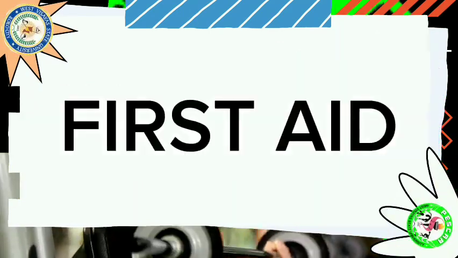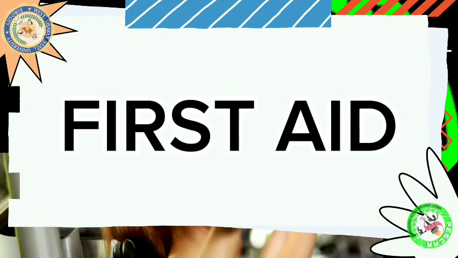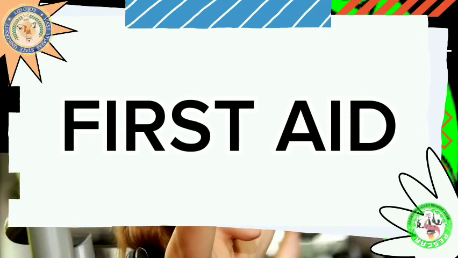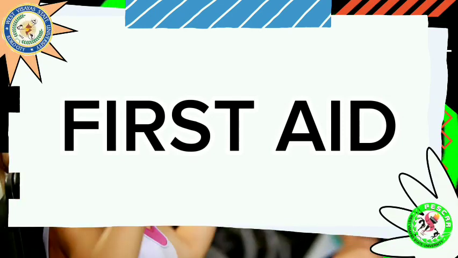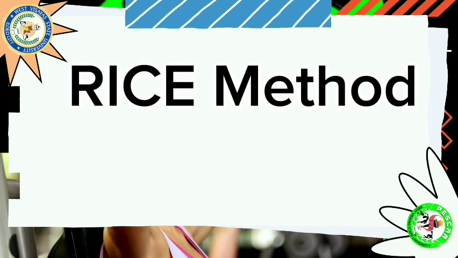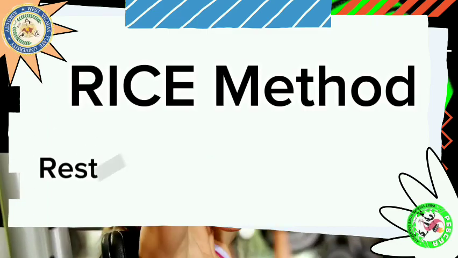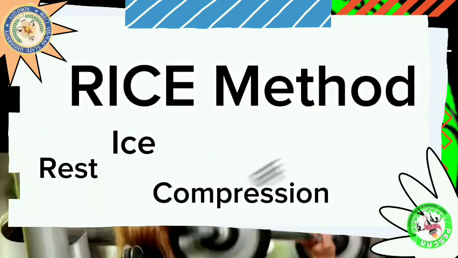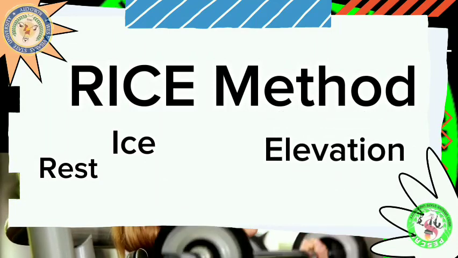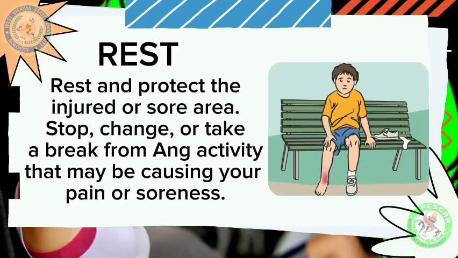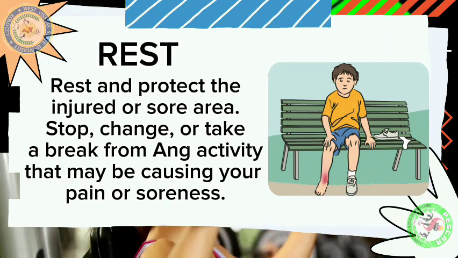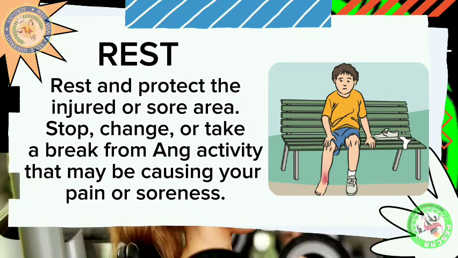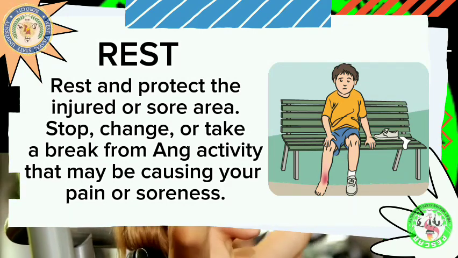As soon as possible after an injury, such as a knee or ankle sprain, you can relieve pain and swelling and promote healing and flexibility with the RICE method: rest, ice, compression, and elevation. Rest and protect the injured or sore area. Stop, change, or take a break from any activity that may be causing your pain or soreness.